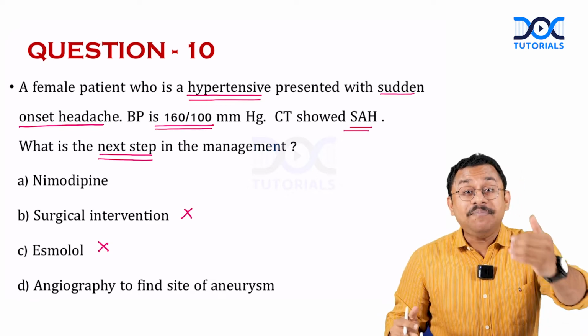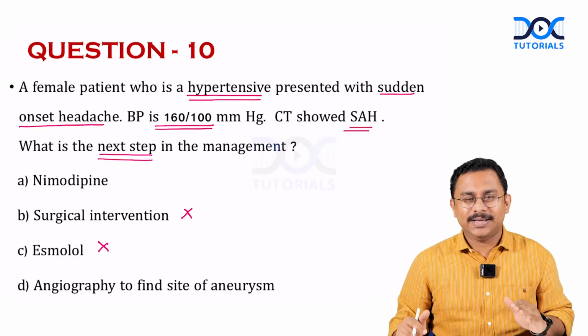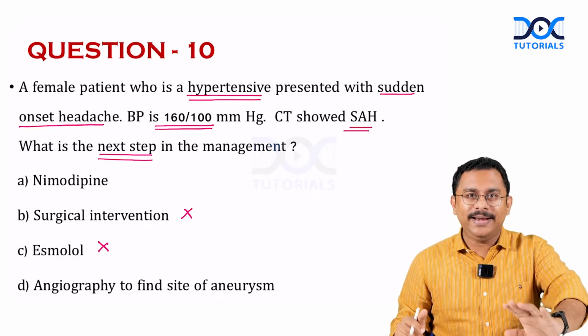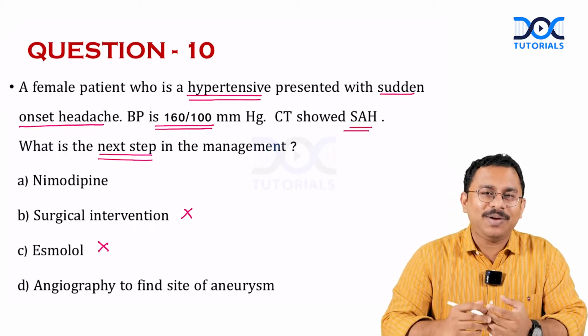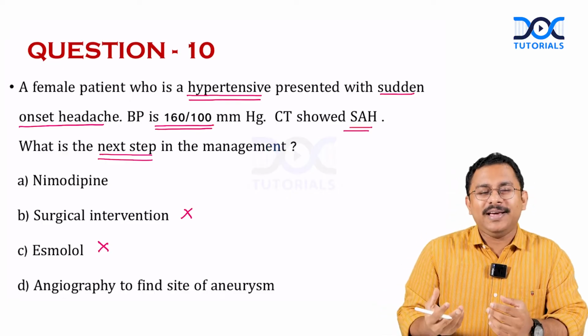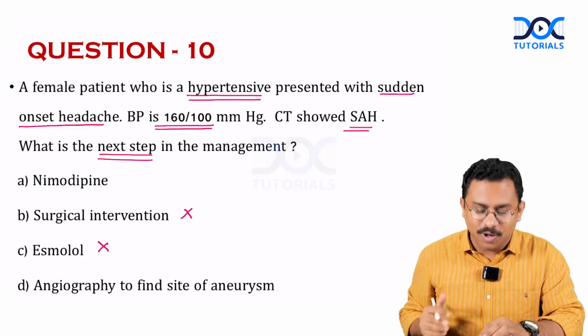But even that is not an immediate complication of SH. So it's not that which develops immediately. But what is the dangerous immediate complication is that of a rupture of the aneurysm. That is the immediate complication.